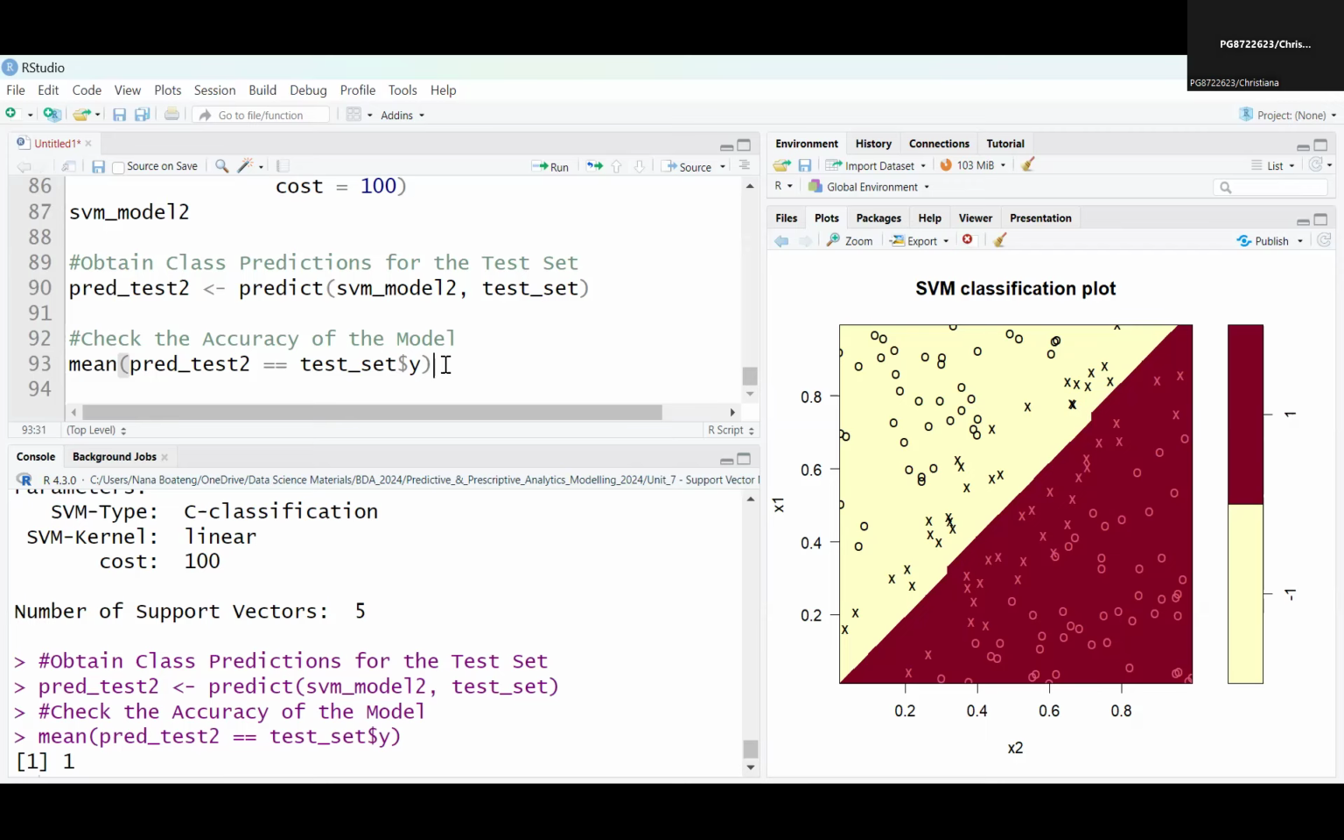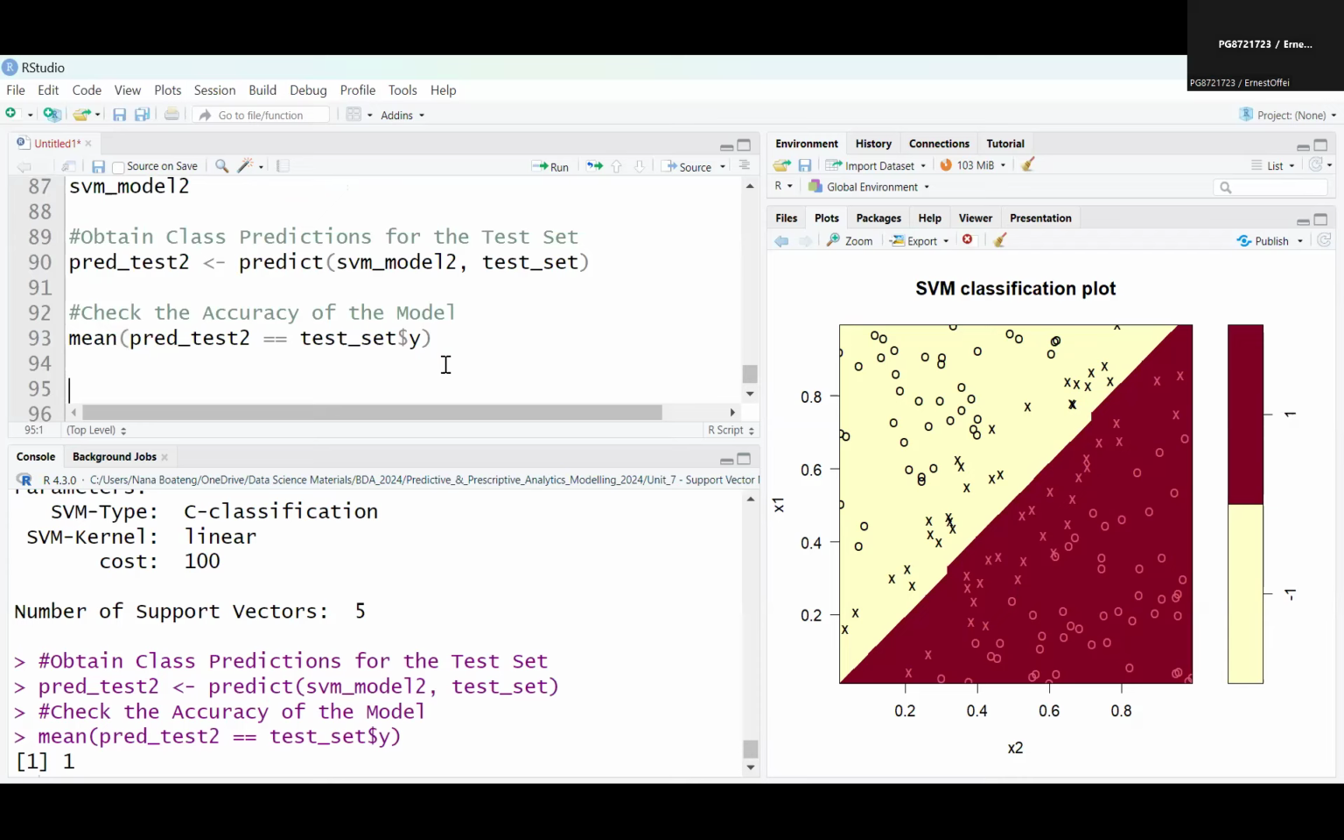Okay. All right. So let's look at a situation where we are not dealing with a linearly separable case, which makes SVM very flexible. Let's deal with a situation whereby the data set is radially separable, like a circle.